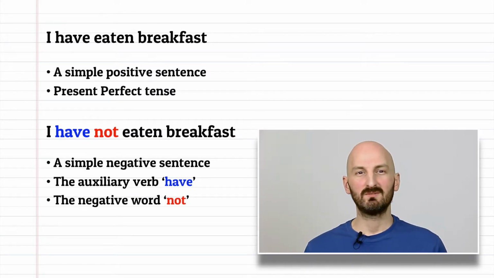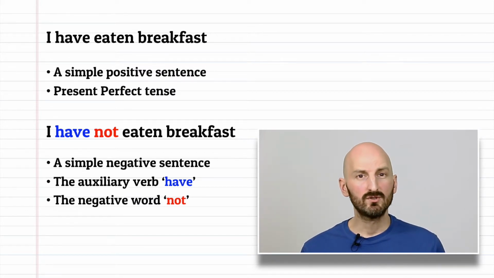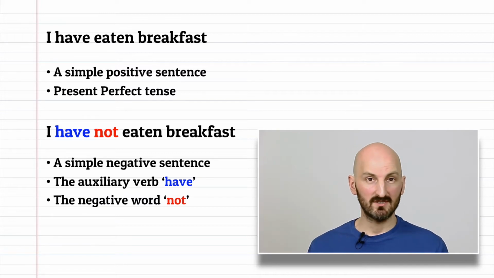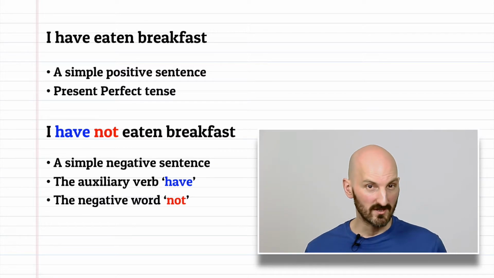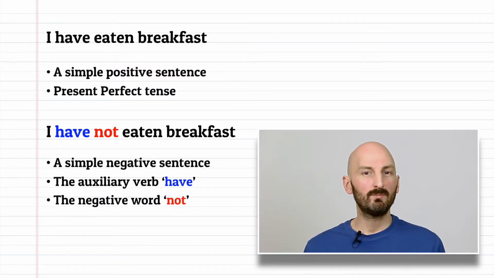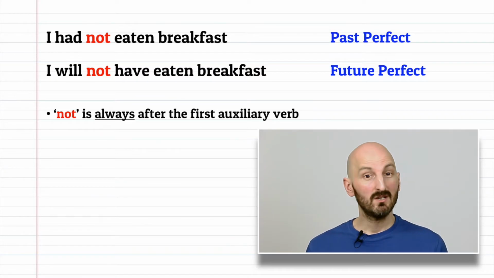I have not eaten breakfast. Here, the auxiliary verb is have, and we also use not as usual. The word order is the same as the other negative sentences. Not is always after the auxiliary verb, never before it. The great news is all the perfect tenses form negative sentences in exactly the same way. For past perfect, I had not eaten breakfast, and for future perfect, I will not have eaten breakfast.